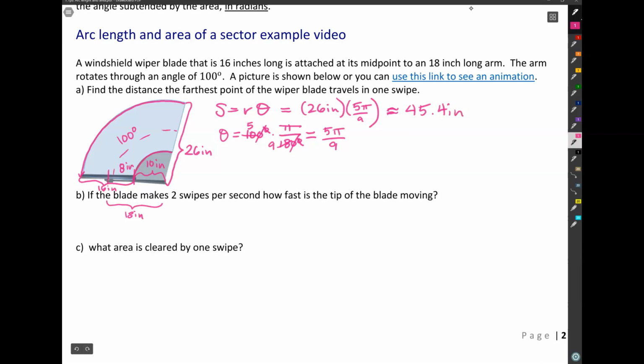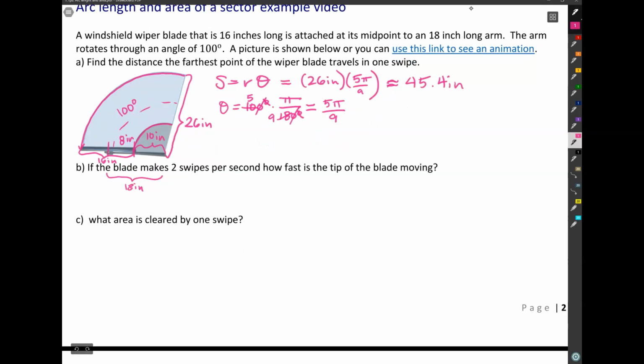Okay, so the outer edge of the wiper is traveling roughly 45 inches in one swipe. This next part is kind of looking ahead towards part 3 of this section, where we talk about the speed of something moving along some sort of arc. So here, if the blade makes 2 swipes per second, how fast is the tip of the blade moving?